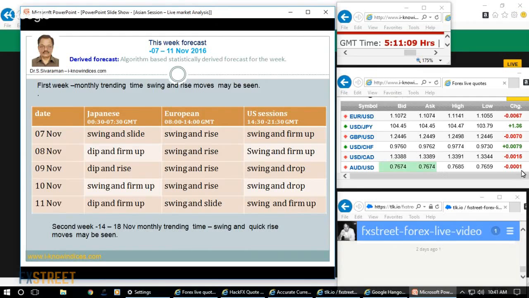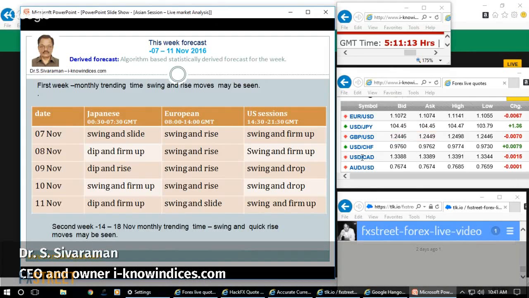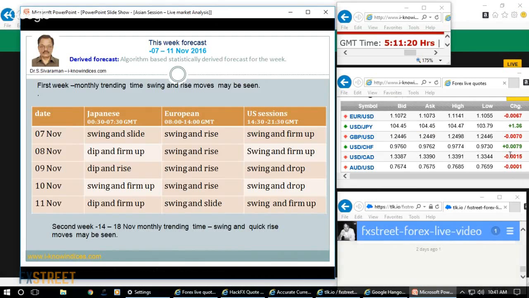They start with the commodity pairs and commodity crosses, and then come to the yen crosses and finally to the majors and the European crosses. So that is how they make the sequential trend reversal. And during this time, you will find aggressive moves will happen in the commodity crosses to start with, then yen crosses, then the majors, then finally the European crosses.